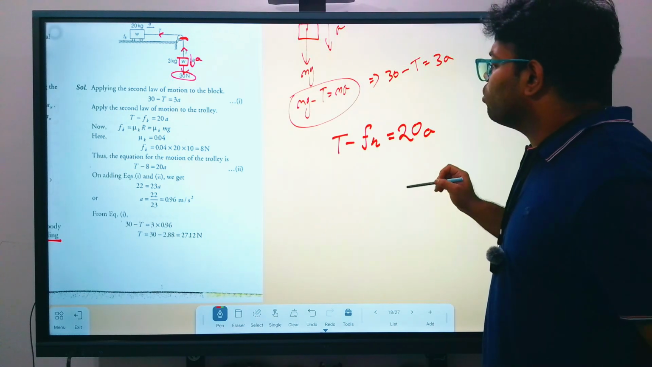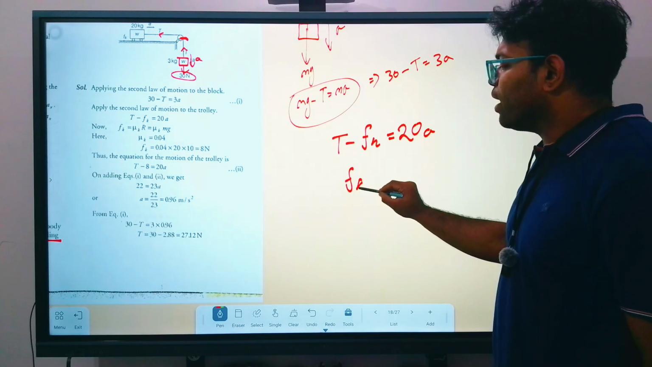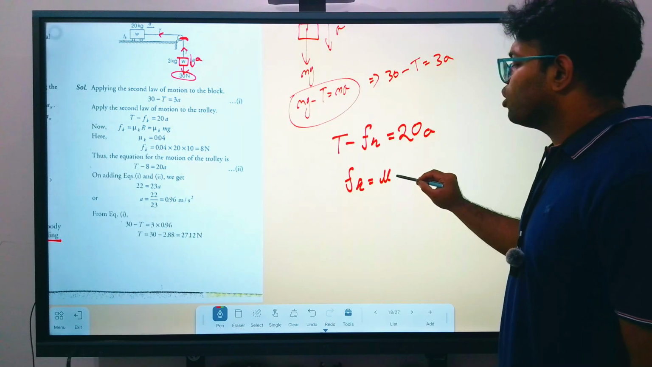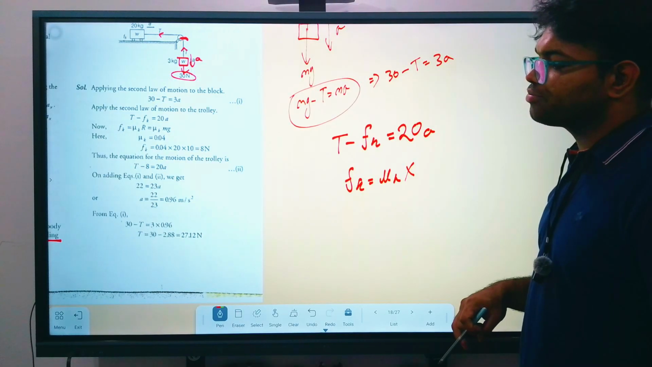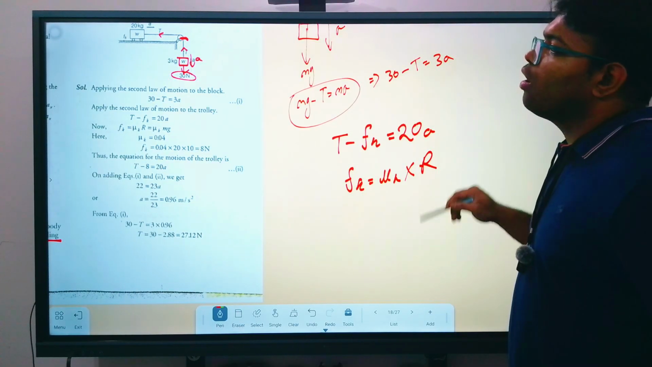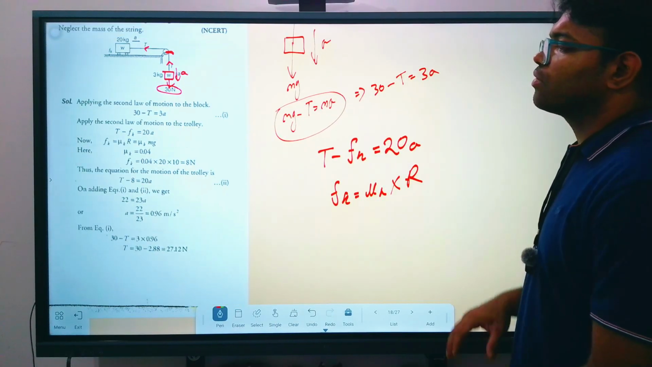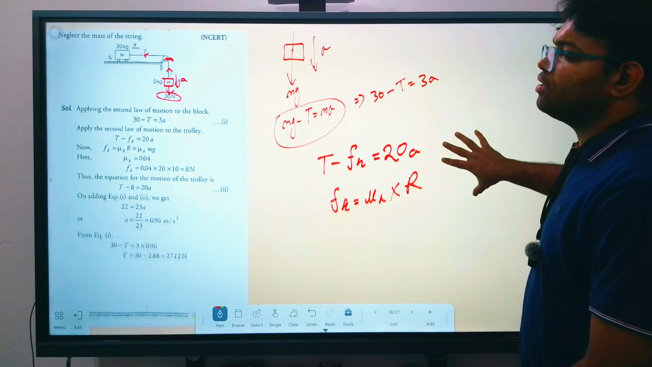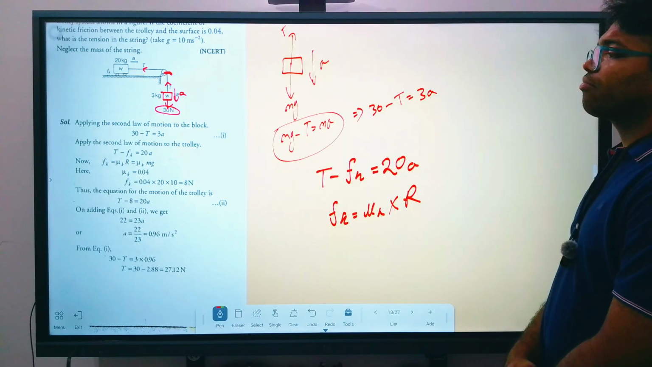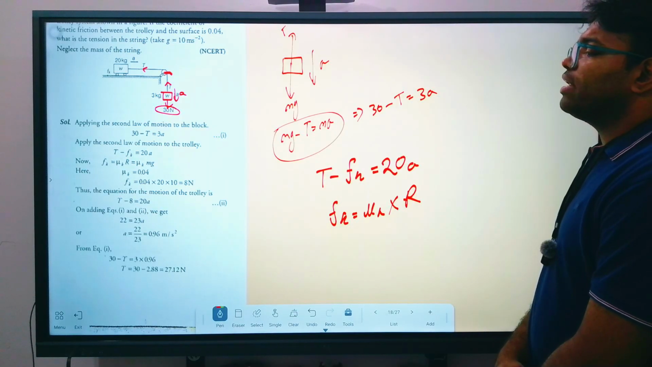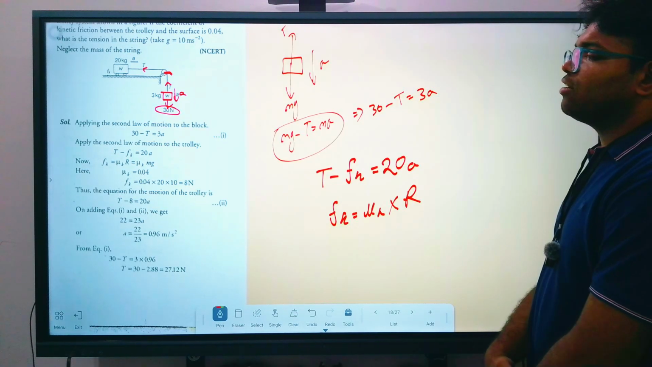So what is the value of f of k? We can find the value of f of k is equal to how much? Mu of k multiplied by how much? The reaction force. What is the reaction force? What is the reaction force equal to, Drupad? The weight of the object is how much? What is the reaction force equal to? You can't stay silent, Drupad.